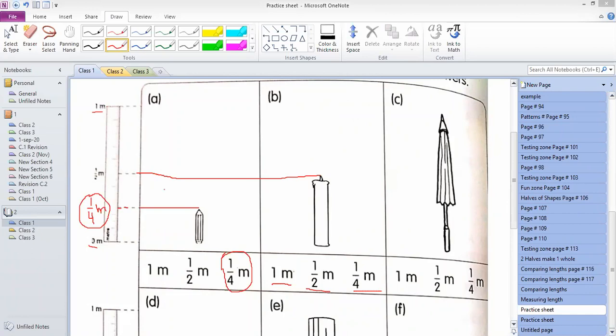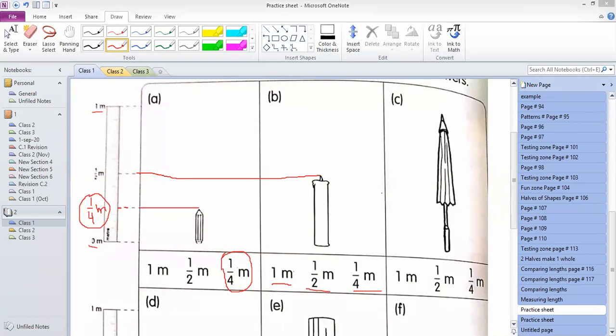Can you tell me the length of this candle? No, I am asking the length of this candle. 1 meter, half meter, or quarter meter? Half meter. Very good.